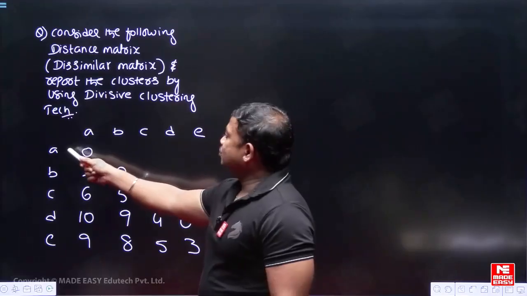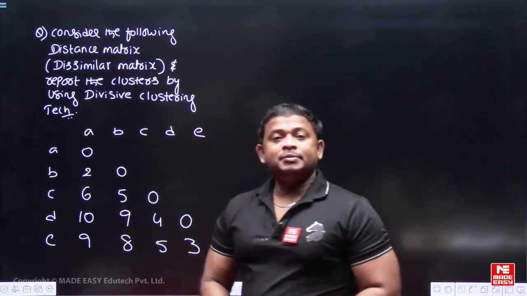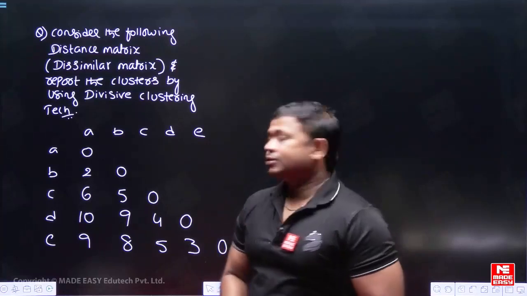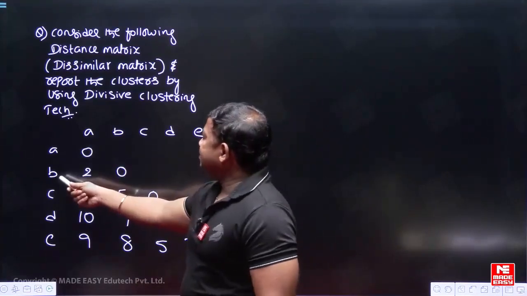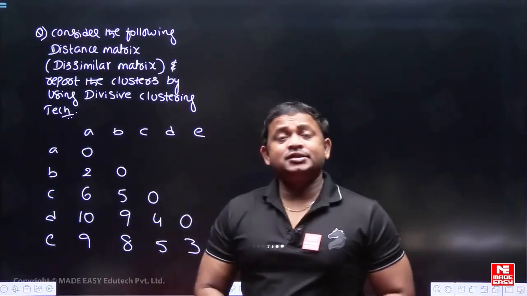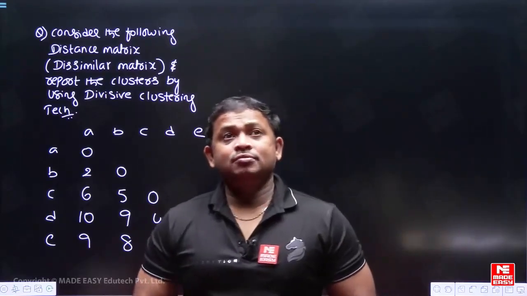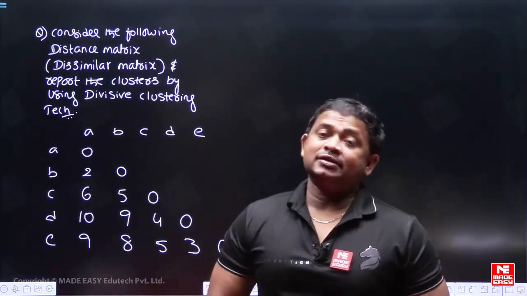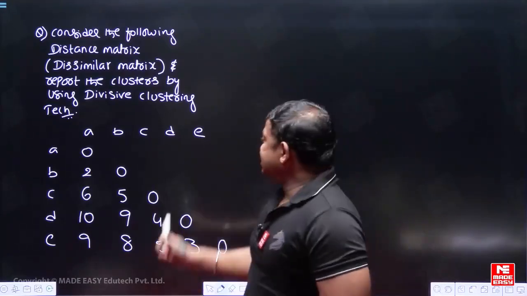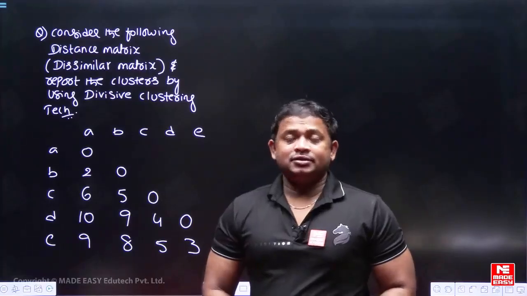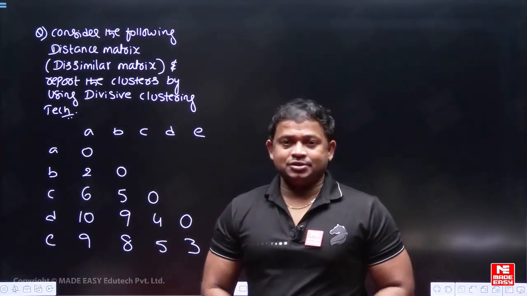So A to A dissimilarity is 0, which means both are the same point. Point A to point B dissimilarity is 2, which means the distance is 2. More distance means more dissimilarity, and less distance means more similarity. So this is the distance matrix, which indicates the dissimilarity matrix. Now we are going to form the clusters.